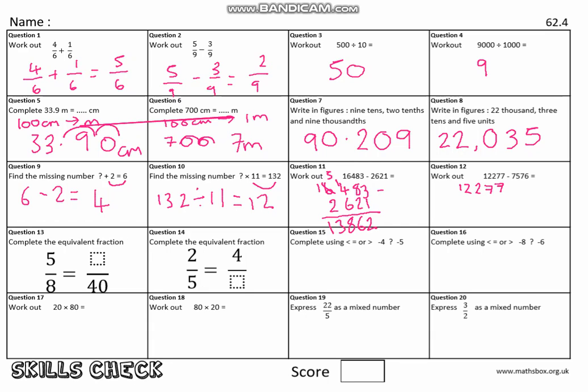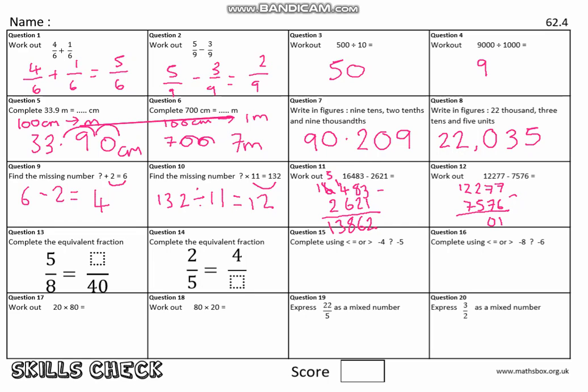12,277 minus 7,576. Okay, so again, make sure we've lined them up correctly. We should have a blank under the first one. So 6 from 7, well that's a 1. 7 from 7 is 0.